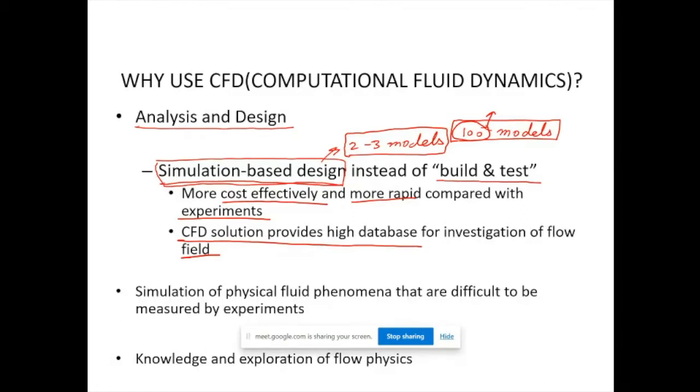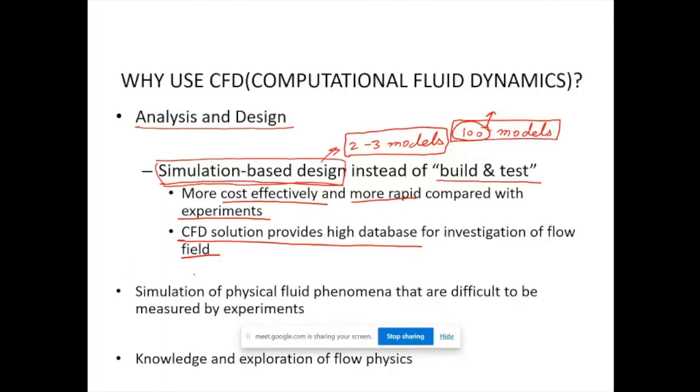So basically CFD gives you a high database to analyze the behavior of the flow inside the fluid domain. So you can get more insight into the flow field condition inside the fluid domain. So CFD provides the high database.